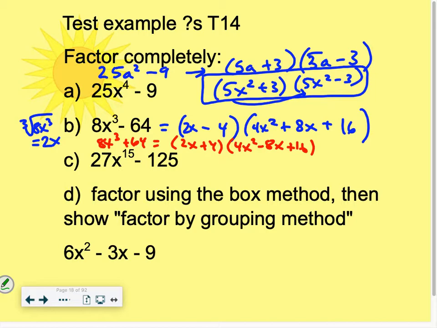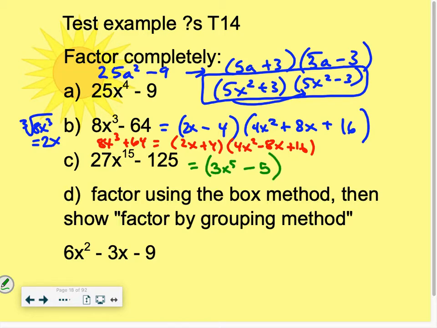This is a little bit of a challenge problem here, but this is a perfect cube. The cube root of 27x to the 15th, cube root of 27 is 3, and the cube root of x to the 15th is x to the 5th. Because x to the 5th times itself 3 times, you'd add these exponents, and you get x to the 15th. And then you'd have minus 5, which would be the cube root of 125.